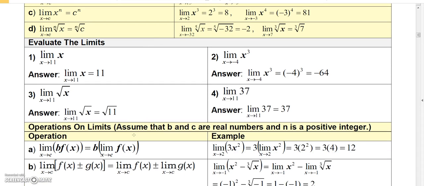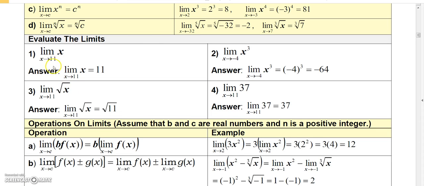So here are some more. This just reiterates what I just showed you. If you take the limit of x as x approaches 11, you're just going to get 11. If you take the limit of x cubed as x approaches -4, you're going to get -4 quantity cubed, which is -64. If you take the limit of the square root of x as x approaches 11, you're going to get the square root of 11. And if you take the limit of the constant 37 as x approaches 11, you're simply going to get 37.